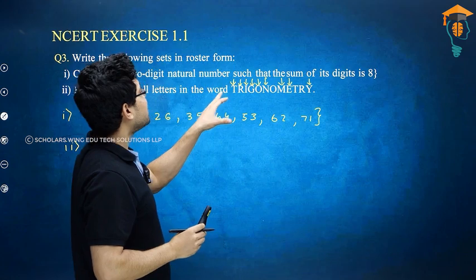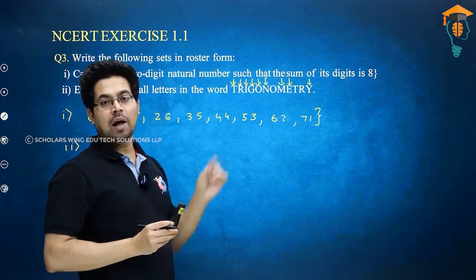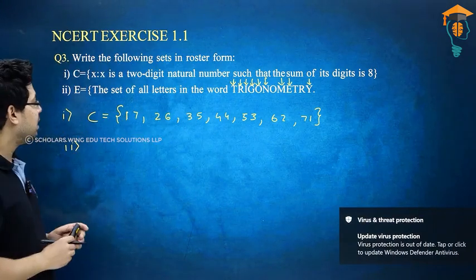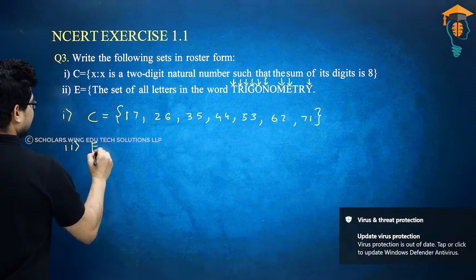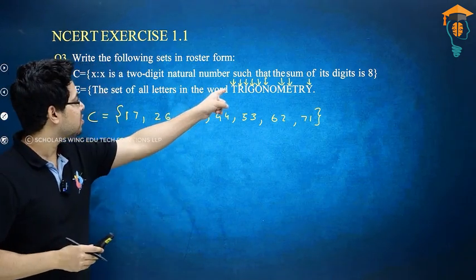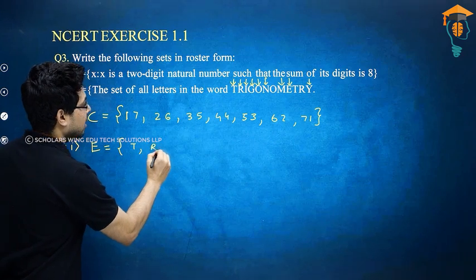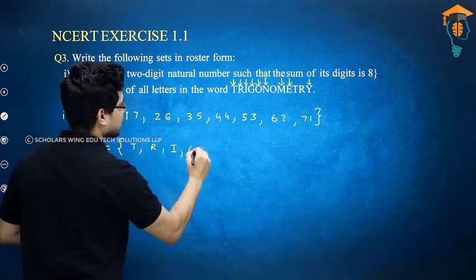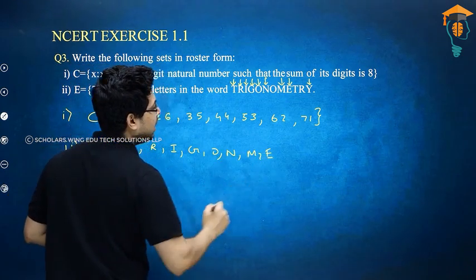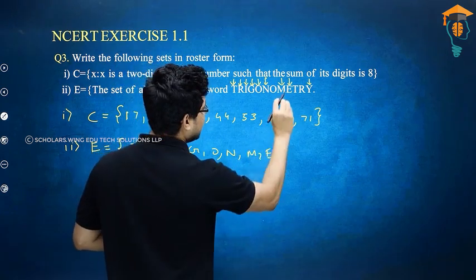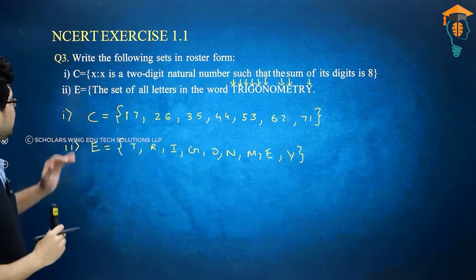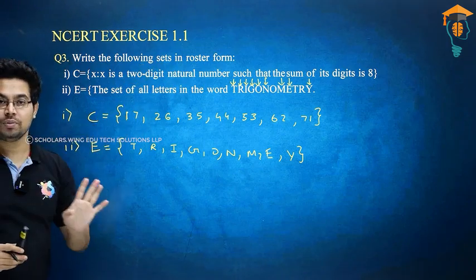Now, the alphabets on which I have an arrow on top, I am going to select those and say that these are the letters in the word trigonometry. This is set E. This way you will avoid repeating the same alphabet. First T, then R, then I, then G, then O, then N, then M, followed by E, then TR has been already taken care of, then followed by Y. All right. So this is the set E in the roster form. I hope this is clear.